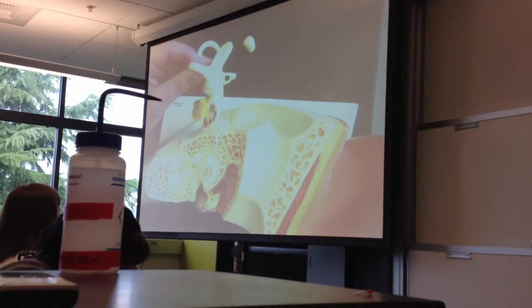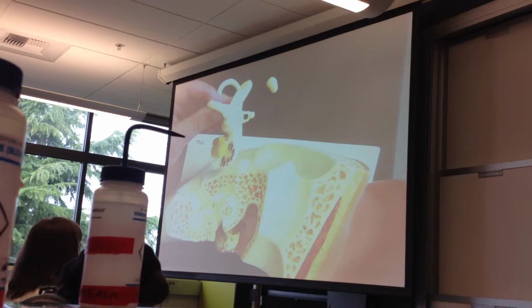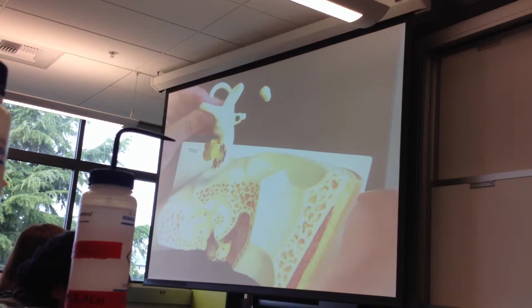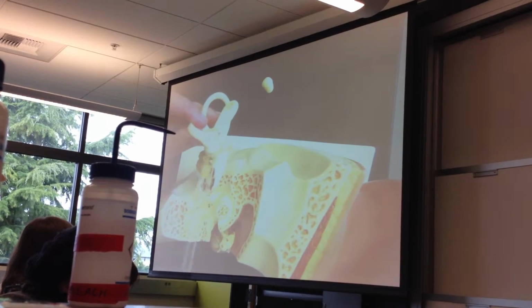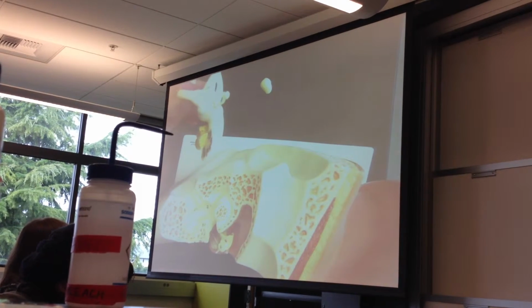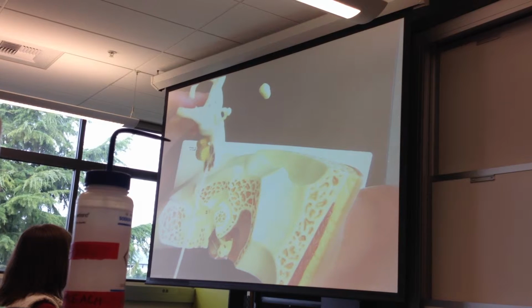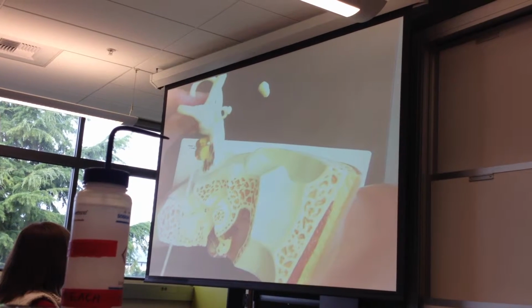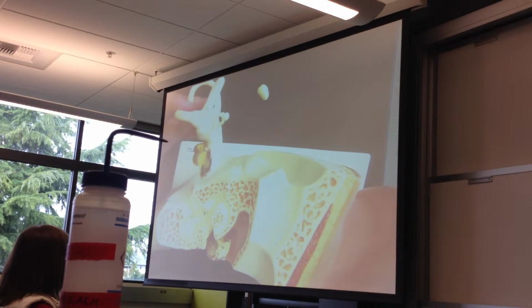So the hammer wiggles the anvil, which wiggles the stirrup, which wiggles the inner ear, and that's how you get your sense of hearing. Because then this information will go out the cochlea, cause the cochlea to fire action potentials down the vestibulocochlear nerve.